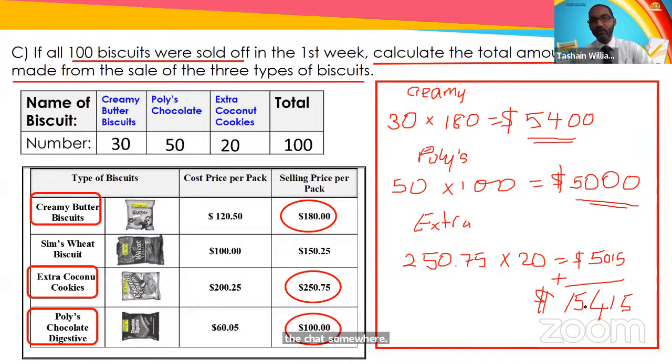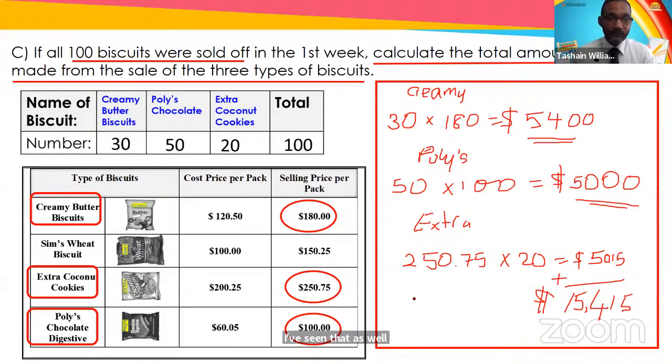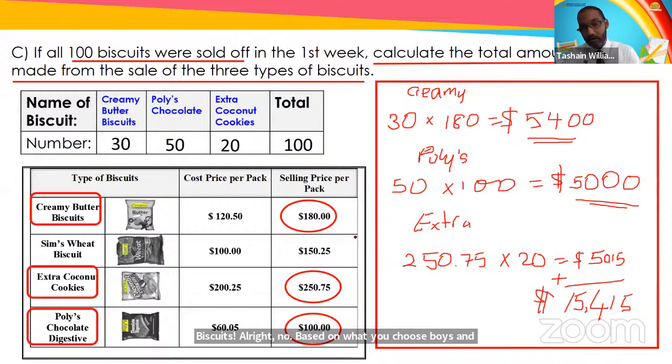Excellent, boys and girls. So we have made $15,415 from our sale of biscuits. Now, based on what you choose, you may have sold for more or you may have sold for less. But guess what? You would still have to do the multiplication of the number of biscuits times the selling price, what you're selling it for. And that would remain the same. So you're on the right track just the same if your answer is a little bit different from mine.